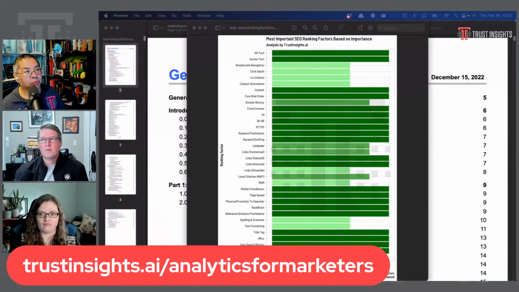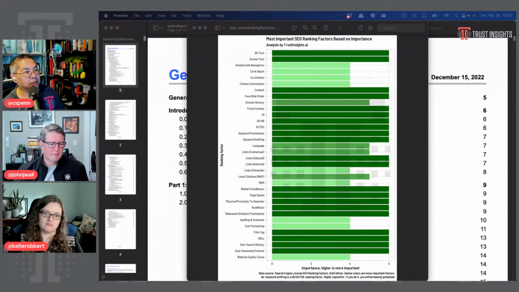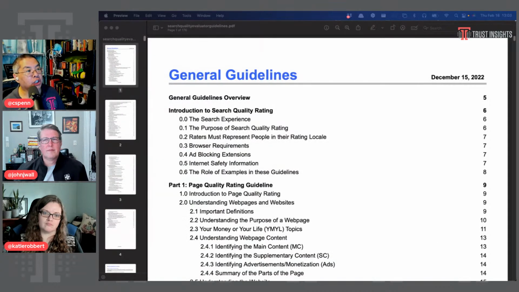If you are not a member of Analytics for Marketers, I recommend you pop on over, because what we did this week was we actually put together, based on Search Engine Journal's excellent 550-page book on ranking factors, a cheat sheet of the things that do and don't matter. And the search quality rating guidelines, the evaluated guidelines, are not ranking factors in and of themselves. So what are these? These are essentially QA tests.